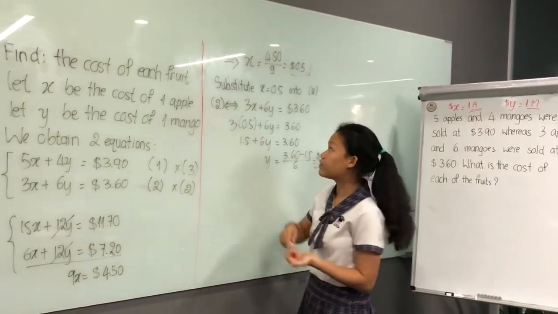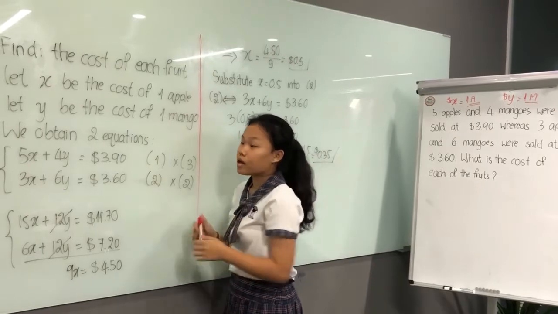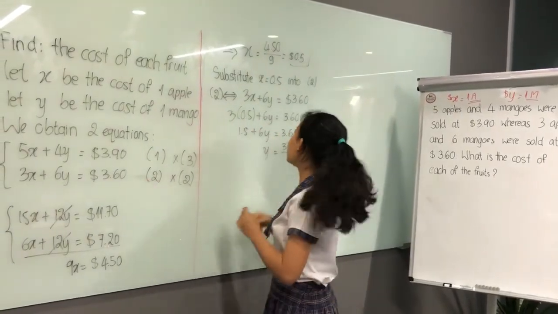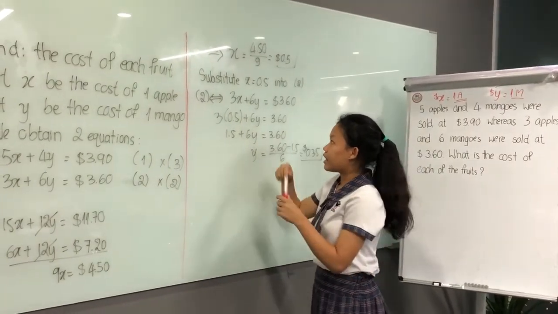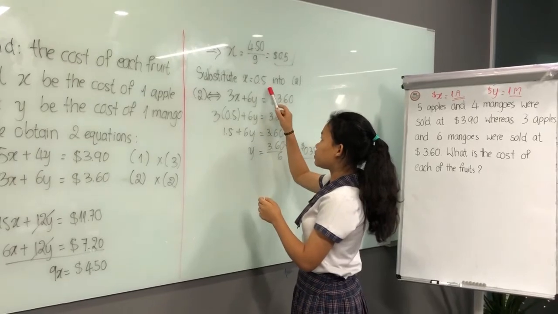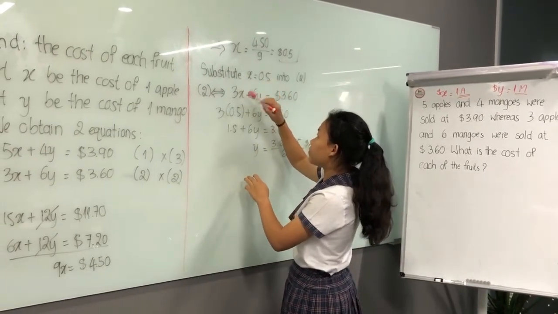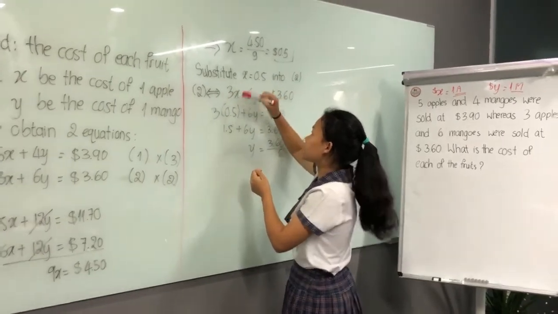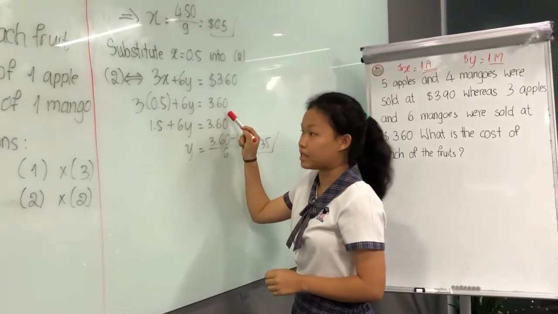And then to find y, you substitute x into any of the equations that you want. But normally people choose the easy one, so I chose equation number 2. I substitute into equation number 2, and then this is the equation. So x equals 0.5. 3x equals 3 multiplied by x. So substitute it inside, then you will see 3 multiplied by 0.5 plus 6y equals 3.60.